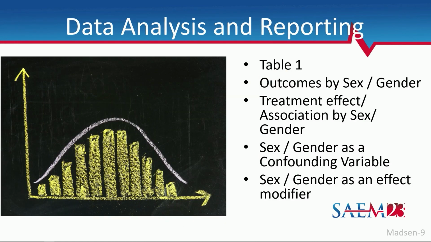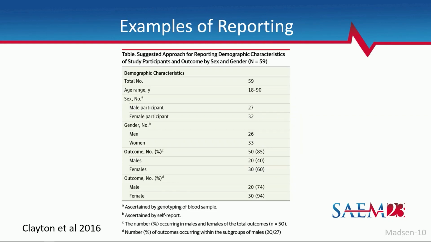Data analysis and reporting. We've spoken a little bit about analysis already, but it's important to report, and Dr. Wolfe spoke about reporting, but you're going to report sex and gender in Table 1, and then you're going to put sex and gender specific findings in your other tables, either in the primary paper or in the supplement, if it doesn't end up being your primary question.